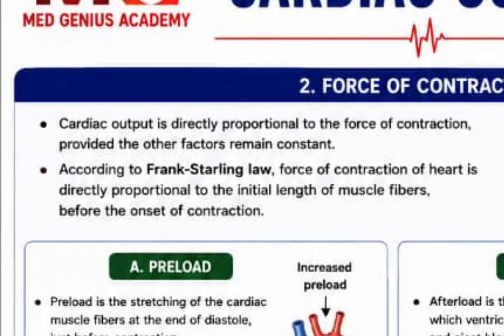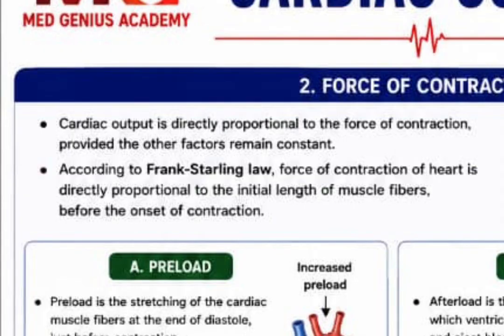So based on Starling's principle, what does it say? Force of contraction of the heart is directly proportional to the initial length of the muscle fiber before the onset of what? Contraction. So Starling's principle here is talking about isometric contraction, which means when you increase the force of contraction, what happens? You are increasing the initial length of the muscle fiber before the onset of what? Contraction. Are you getting it now? So when you increase the force of contraction, you increase the cardiac output.